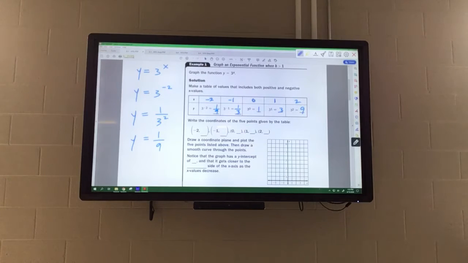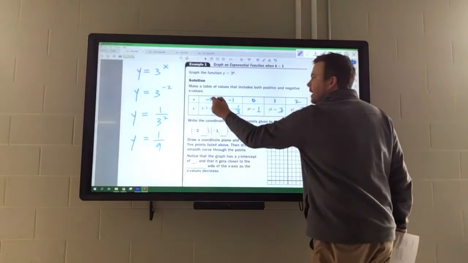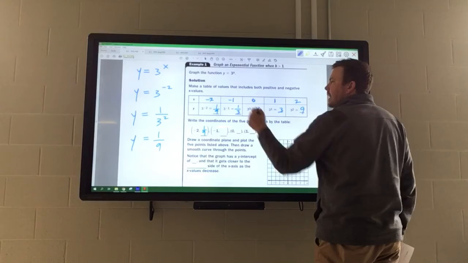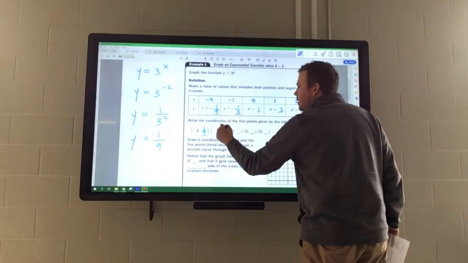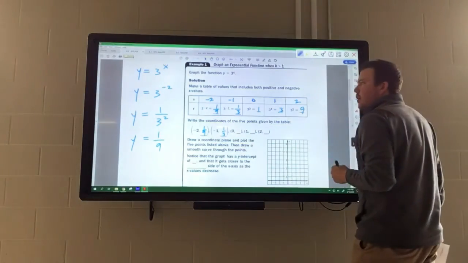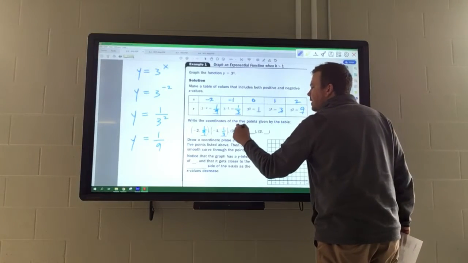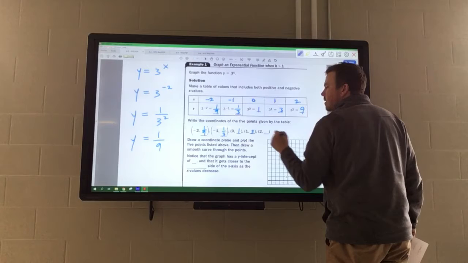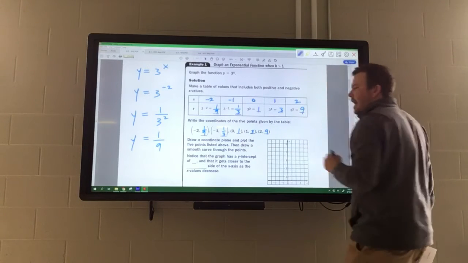So here we have some ordered pairs. Our first ordered pair is negative 2, 1/9. Our second ordered pair is negative 1, 1/3. Our third ordered pair is 0, 1. Our fourth ordered pair is 1, 3. And our last one, 2, 9.